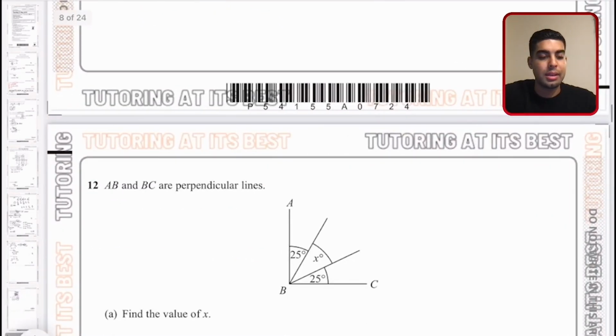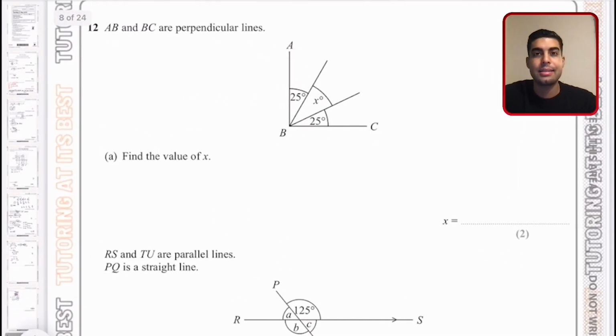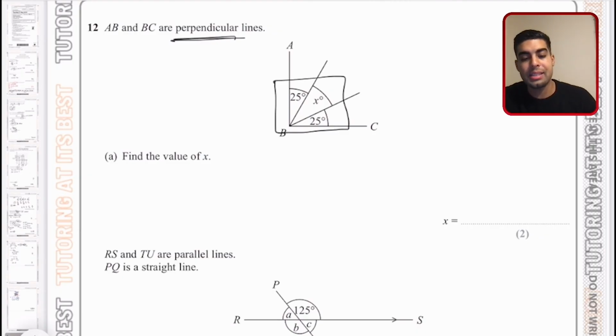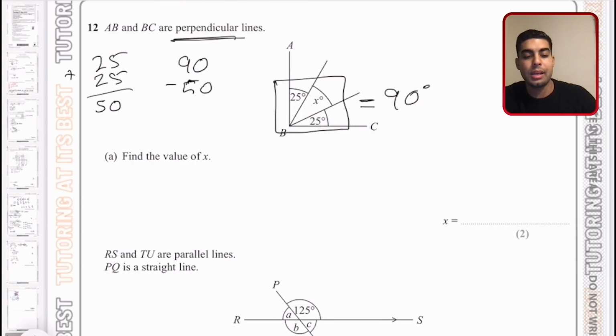Okay, let's go over to question number 12, which is around angles. So again, AB and BC are perpendicular lines. And again, perpendicular is when we have two lines meeting together at a 90-degree angle. So we now know that the total of these three angles equals 90 degrees. We have two of these angles, which is 25 and 25, which gives us 50. And we now need to subtract 50 from 90 in order to get our answer. So 90 take away 50 gives us 40 degrees. So we now know that the value of x is 40 degrees.